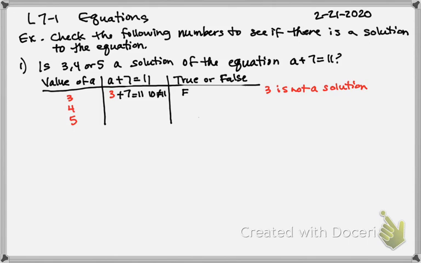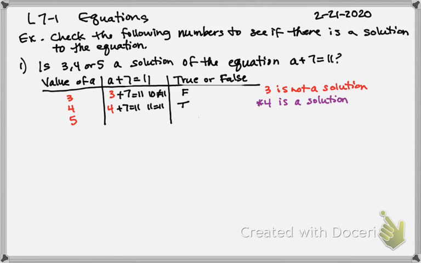So then we test 4. And we have 4 plus 7 equals 11. And we get 11 equals 11. That's true. So we would say 4 is a solution.